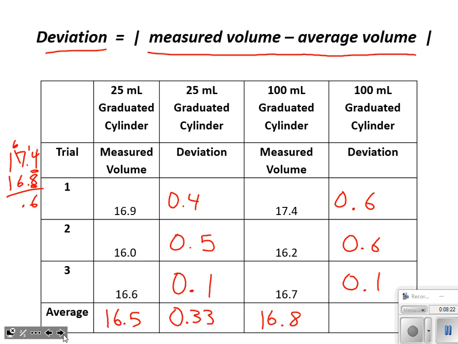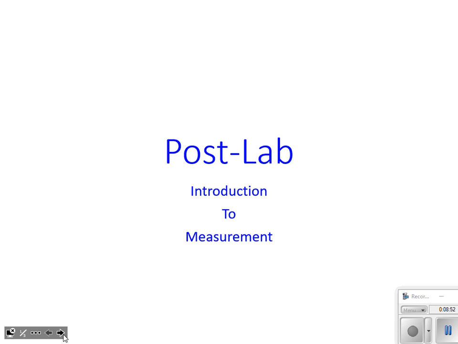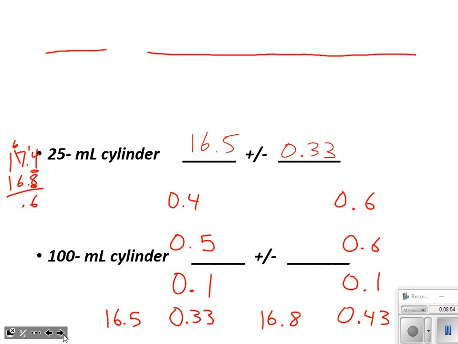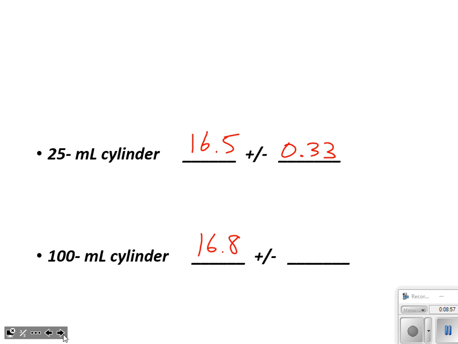So I'm going to add up 0.6, 0.6, 0.1 to give me 1.3, and I'm going to divide that by 3 to get my average. That's an exact value. So my deviation is going to be 0.43. So 16.8, 0.43.